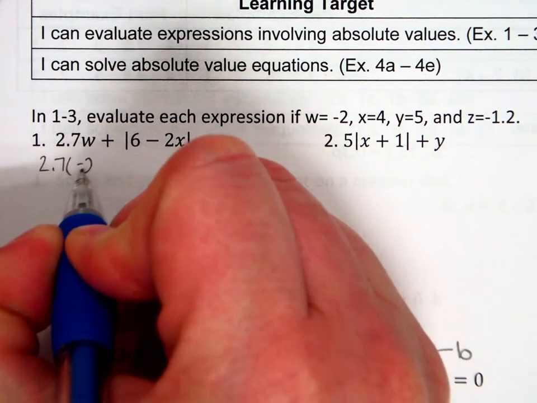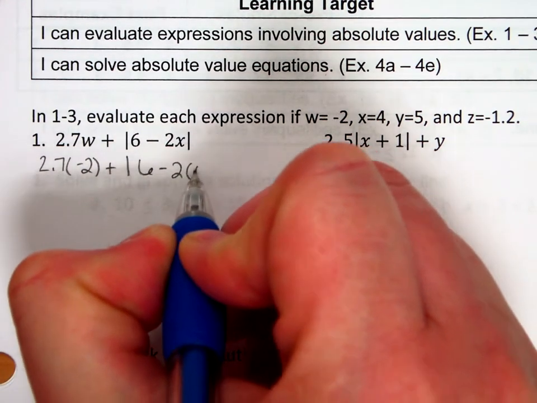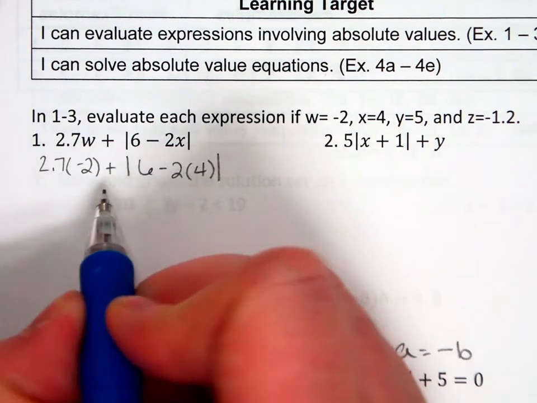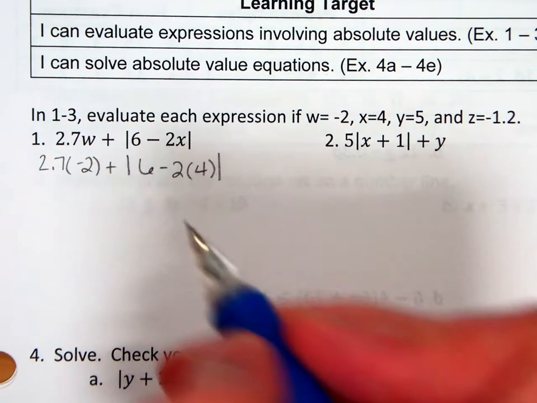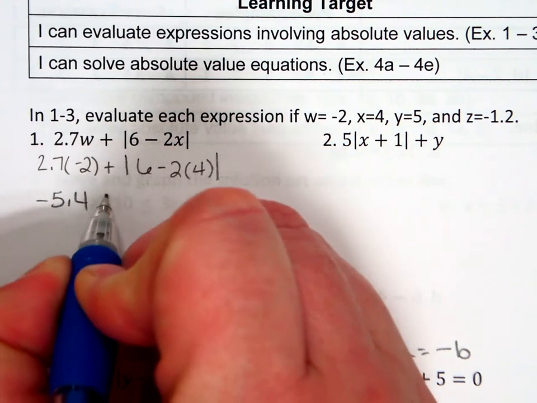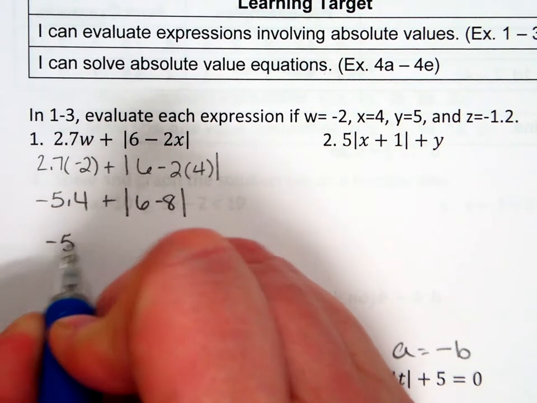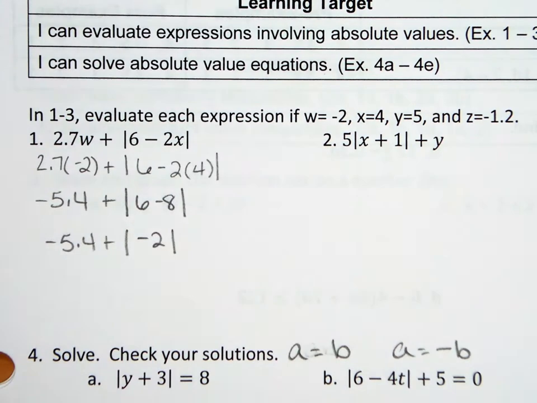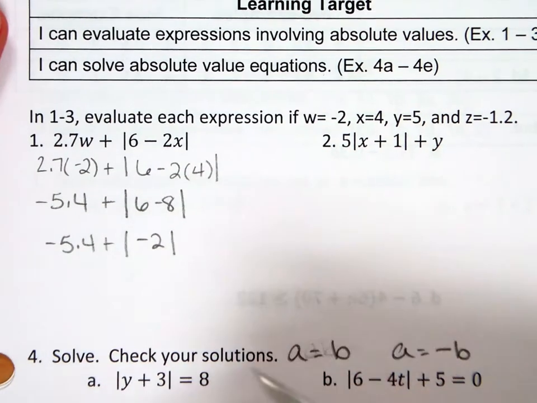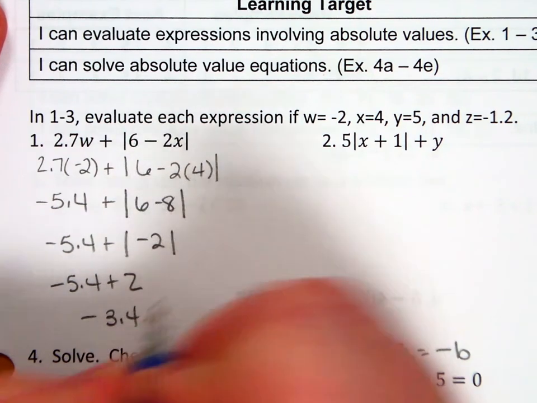2.7 times -2 plus the absolute value of the quantity 6 minus 2 times 4. Using the rules, 2.7 times -2 is -5.4, plus the absolute value of 6 minus 8, so -5.4 plus the absolute value of -2. The absolute value tells us how far a number is away from 0, which means that we always have a positive distance. So the absolute value of -2 is 2, so -5.4 plus 2 gives you -3.4, and that's your final value.